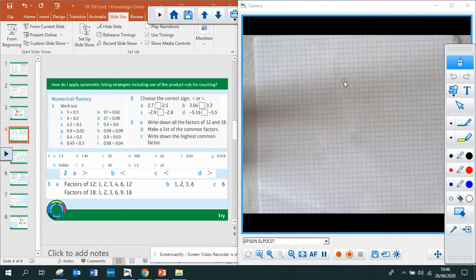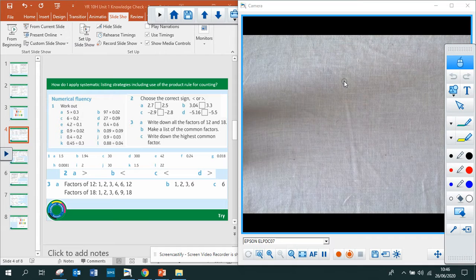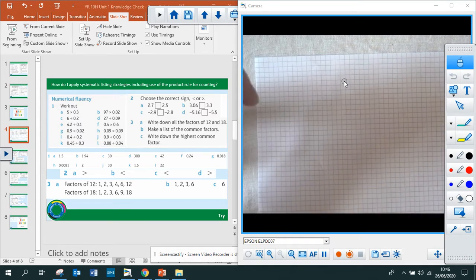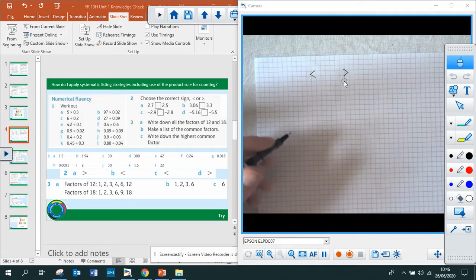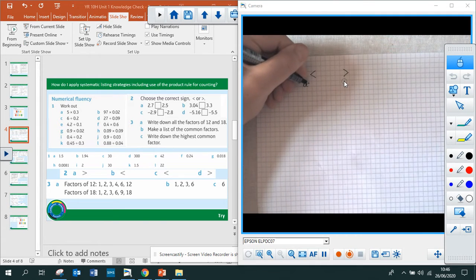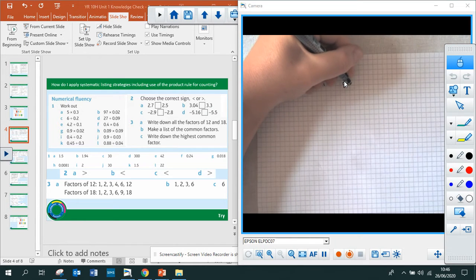Moving on to question 2. Question 2 asks you to choose the correct sign. Okay, so we have this sign and this sign. Make sure you know them. This is less than. This is greater than.